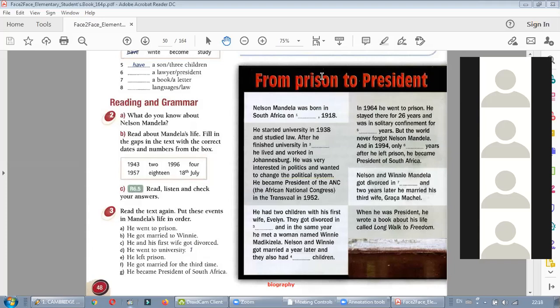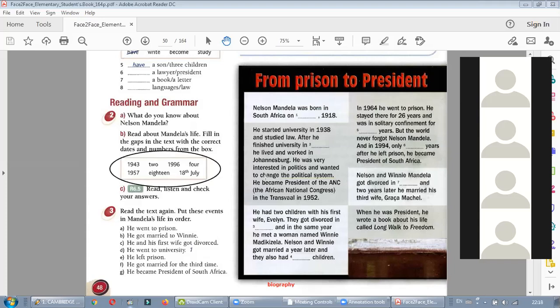Okay, so take a few minutes. I want you to take some time and read this short biography, this short text about Nelson Mandela. And then I want you to use these words in the box. Can you see the words in the box? The dates and the numbers, can you see them? Yes. We want to use them in the reading.